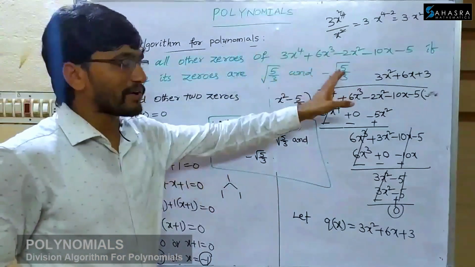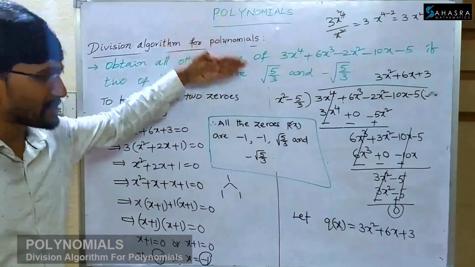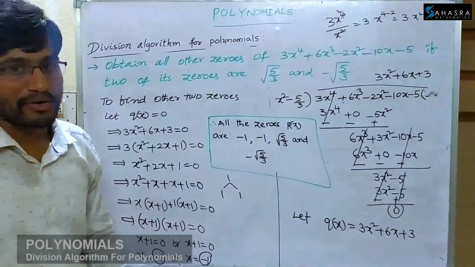If two zeros of the polynomial are given, then we can do the process like this. Then we will get 4 out of 4 marks.